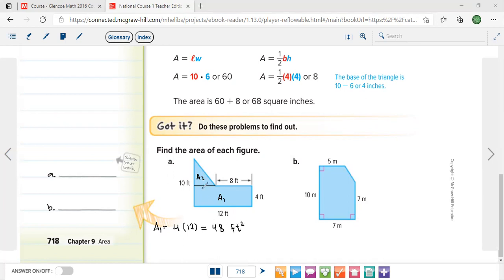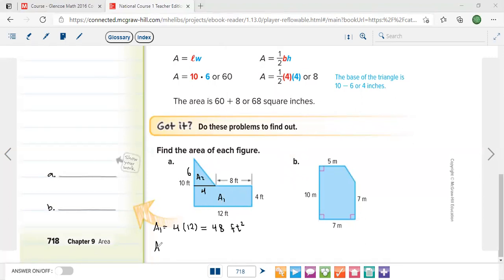Now for this triangle, it needs a base and height. How can we find the base? The base is a horizontal line, so get it from the horizontal lines. You have here 12, and you have here 8. So 12 minus 8 will give you 4. So the base is 4. Also, we need the height of the triangle. The height is a vertical line, so get it from the vertical lines. Here we have 10, and here we have 4. So 10 minus 4 will give you 6.